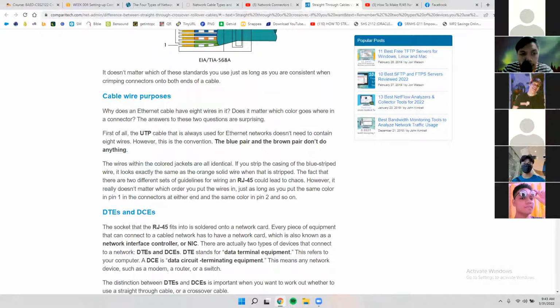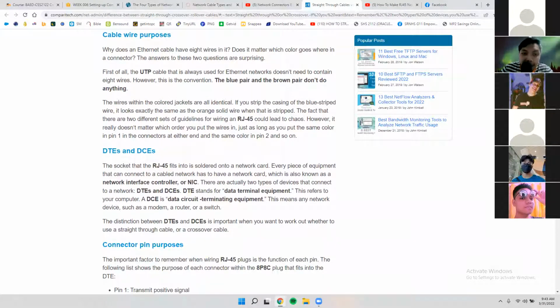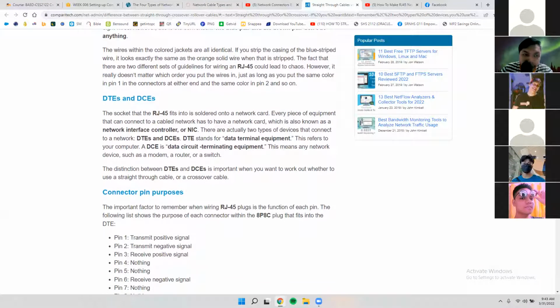Okay? First of all, UTP is always used for Ethernet networks, and doesn't need to contain 8 wires. However, in this convention, the blue pair and the brown pair don't do anything. Okay? Kasi may mga receiving sila mamaya sa pins. The wires within the jack are identical. If you strip the casing, the blue stripe looks exactly the same. The orange is solid, white is striped. Okay, in fact, there are two different sets of guidelines for wiring an RJ45, which could lead to chaos.